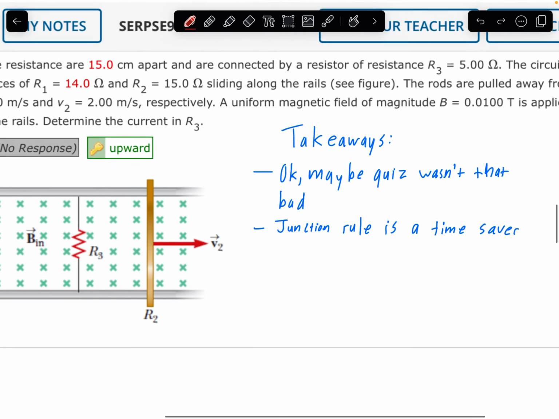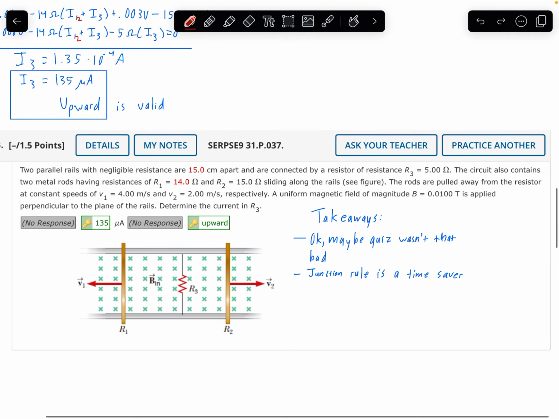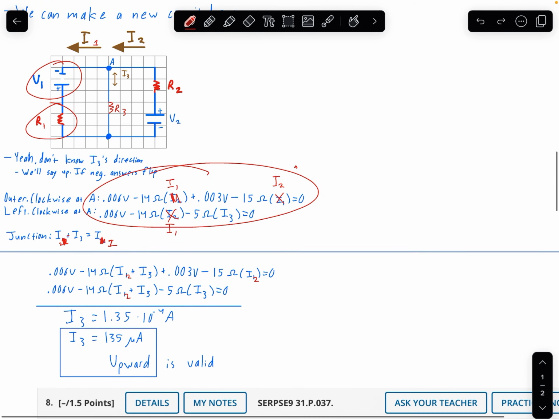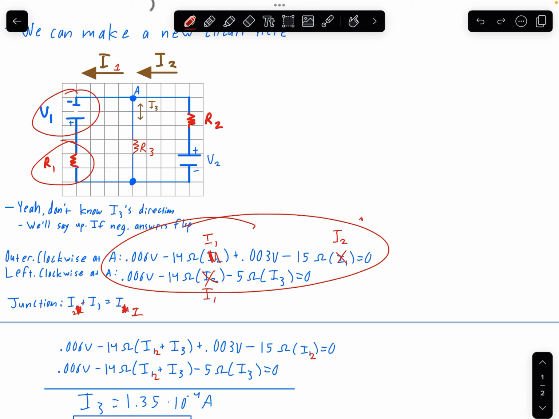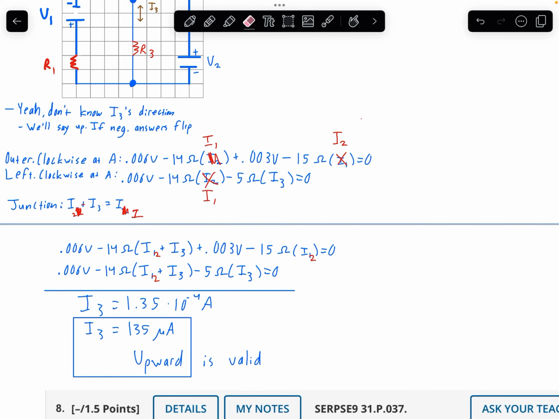So takeaways: maybe the quiz wasn't that bad, but I wish I had understood where to place the voltage sources on the circuits when I did the quiz. Also, the junction rule is a big time saver. It's really easy to go from a three equation, three variable system to a two equation, two variable system, which is much easier to solve. And even if you get lost like me and start calling things the wrong things, as long as you're consistent with your inconsistency, you'll figure it out.